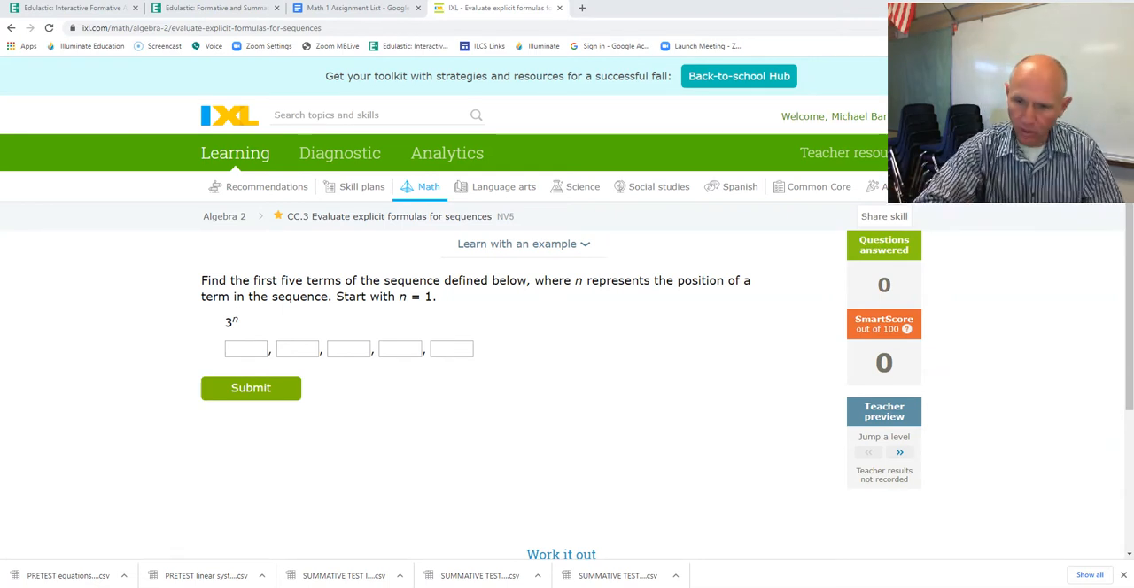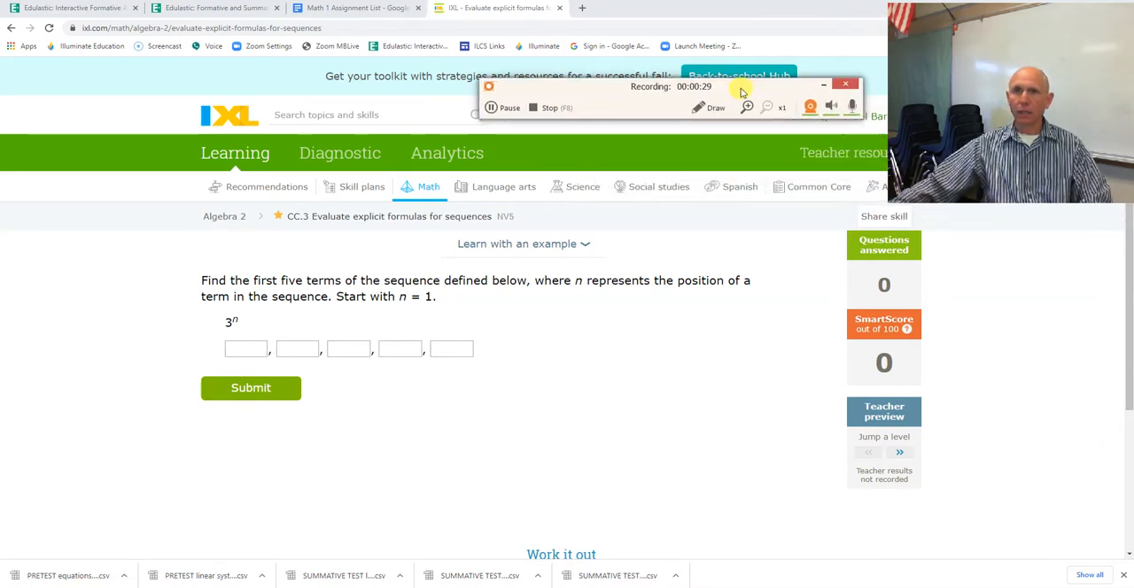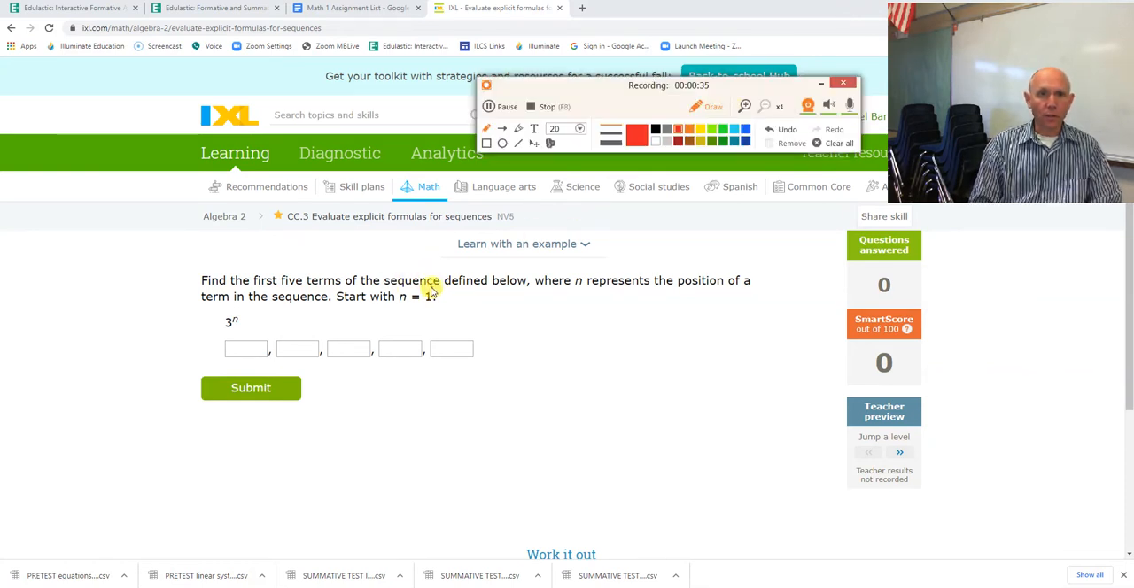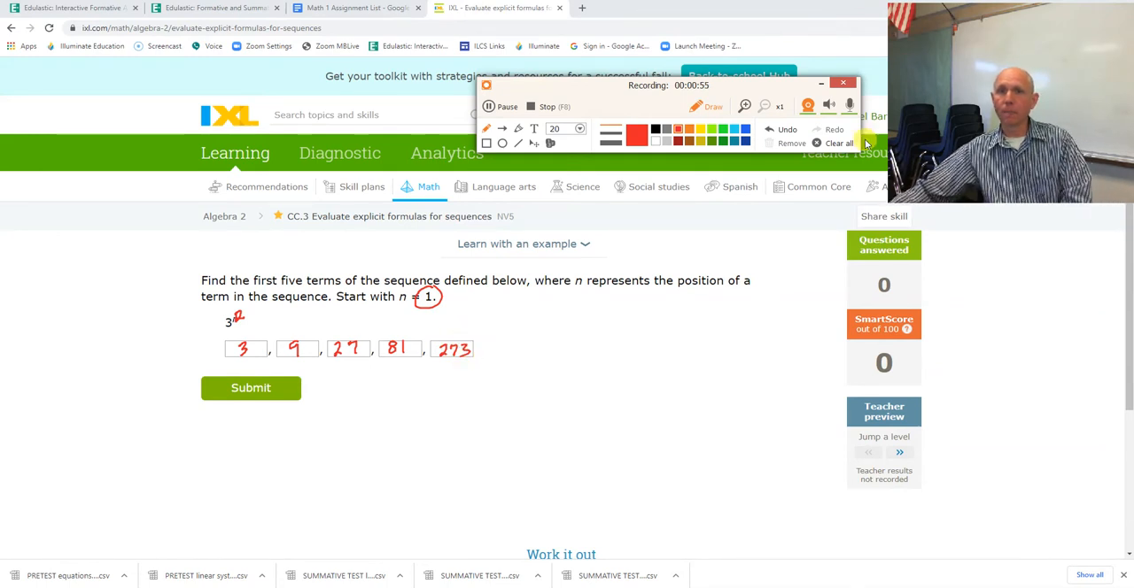I have a calculator available in case I need it. And so we're going to plug in a 1 and see what comes out. So if I take that 1 that's right here and I put it right there, I have 3 to the first, which is 3. If I put a 2 right there, I've got 3 squared, which is 9. 3 to the third, which is 27. 3 to the fourth, which is 81. And 3 to the fifth, which is 273. I'm going to check that with the calculator in a second.